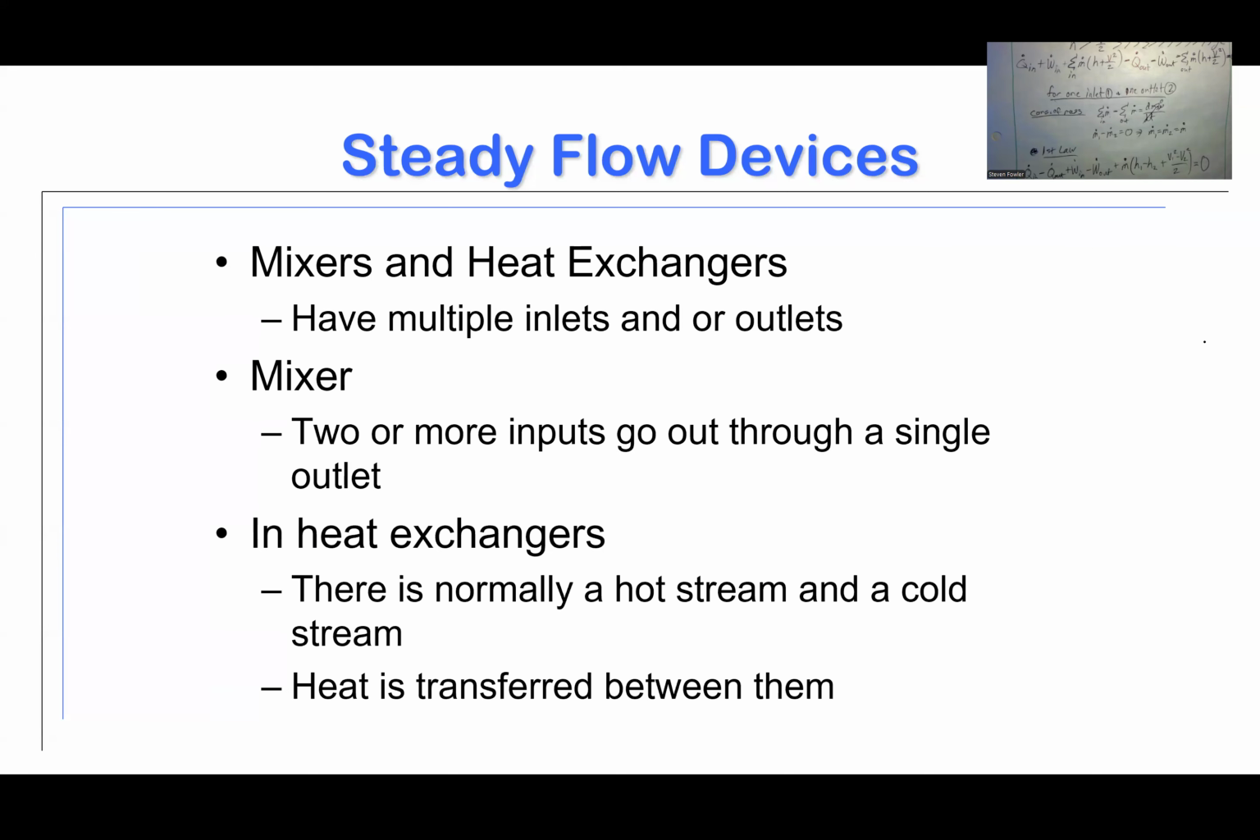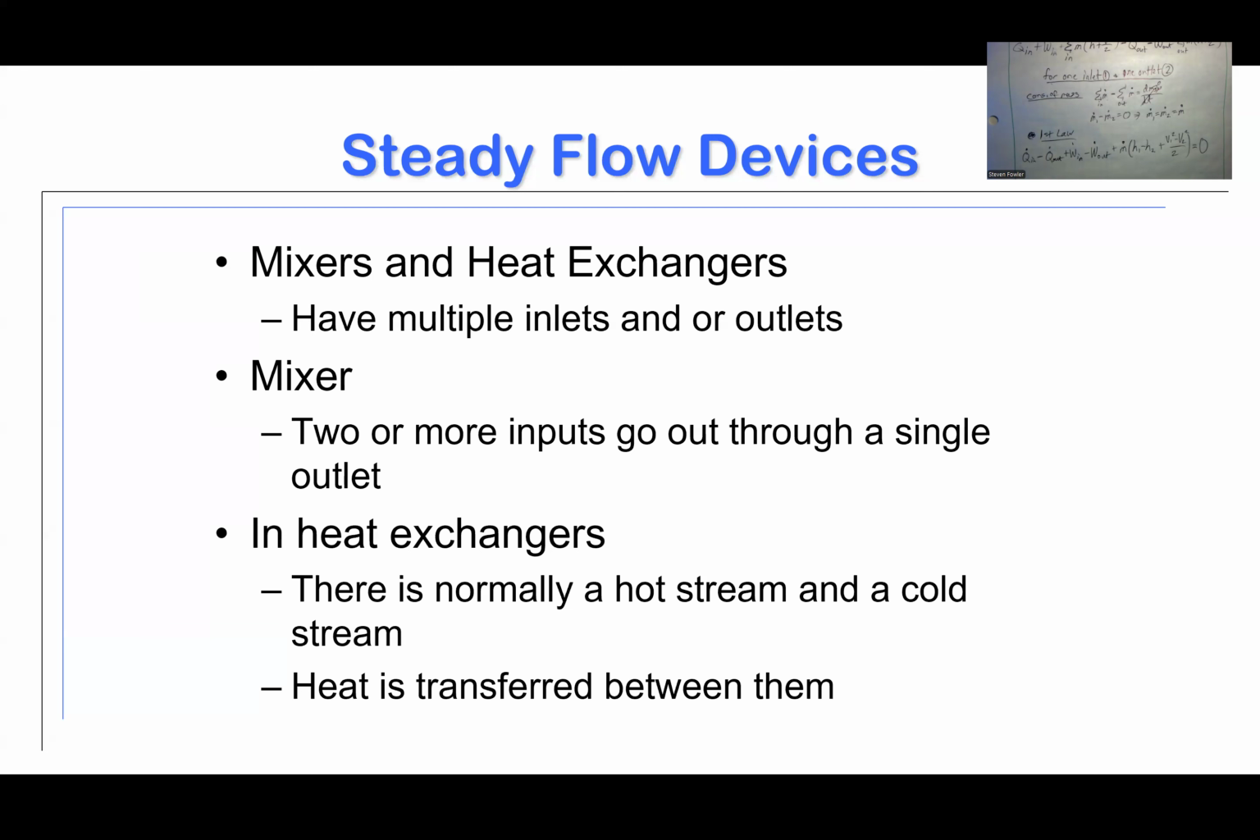You will also encounter some devices where you have multiple inlets and multiple outlets where this version of the first law does not work. You'll have to do multiple, you'll have like H1, H2, H3, H4, or something like that, depending on how many inlets and how many outlets. And you'll have to add the ins, subtract the outs. So we'll go back to the more general version of the first law for steady flow control volumes for these type of devices. So these will mostly come in two main flavors.